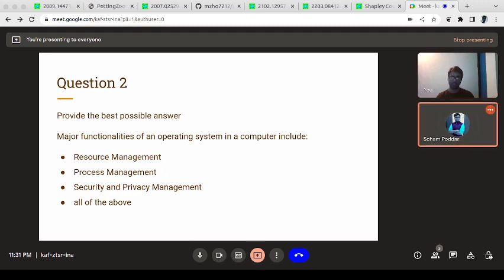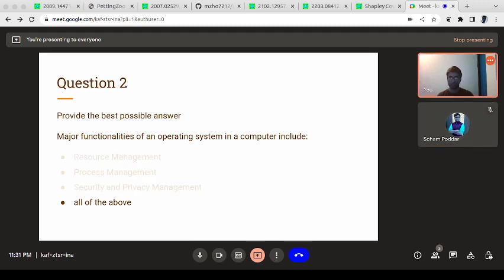All of the above? Yes, that is correct. An operating system is responsible for all of the above. Not only these, it is also responsible for memory management, disk management, etc. So now we go to question 3.